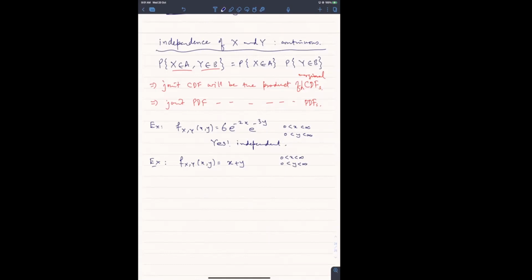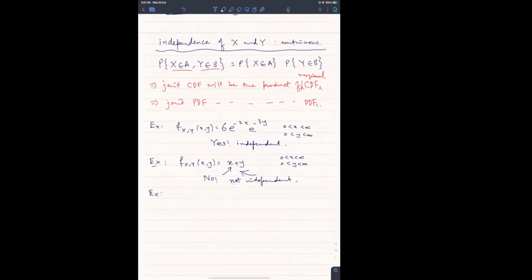They are not. I cannot write this as a product of a function of x and a function of y. So no, not independent.